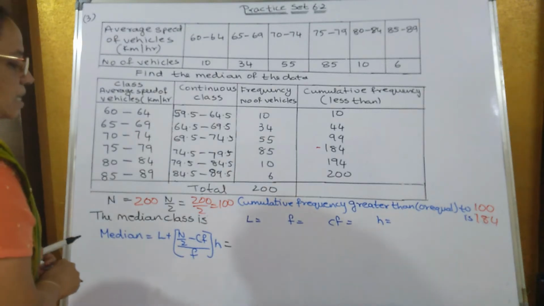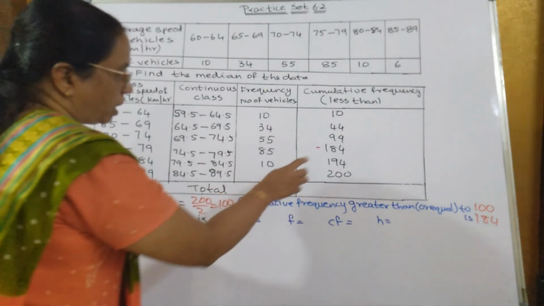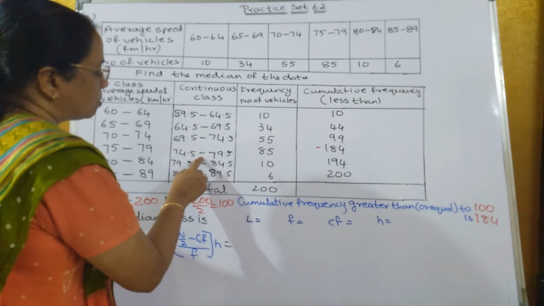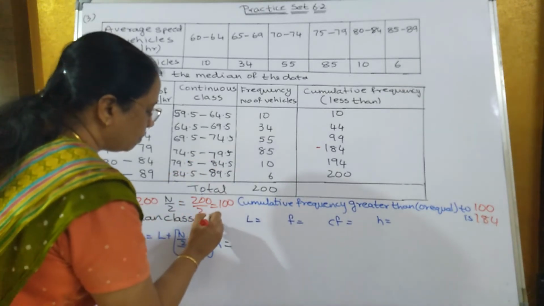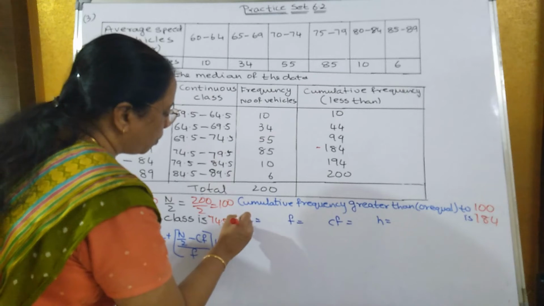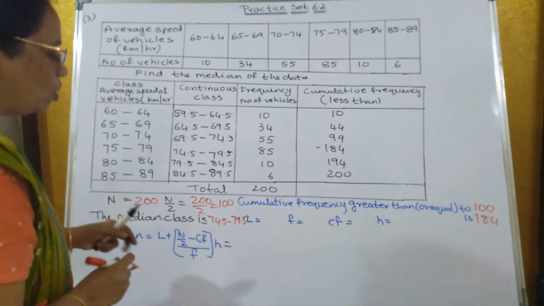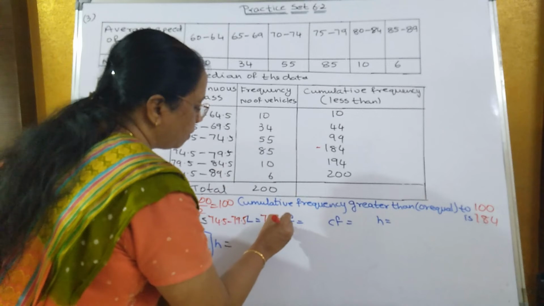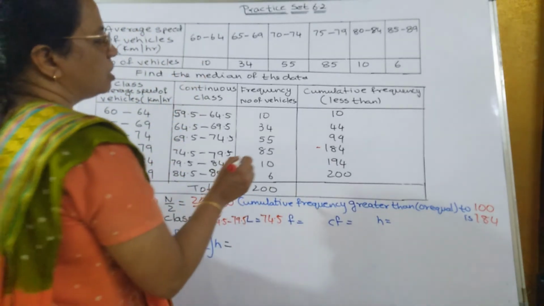So the median class is what? Median class is what? 184. So it will come which one? This one. The third last one, that is 74.5 dash 79.5. So what is the lower class limit? L is equal to how much? 74.5.